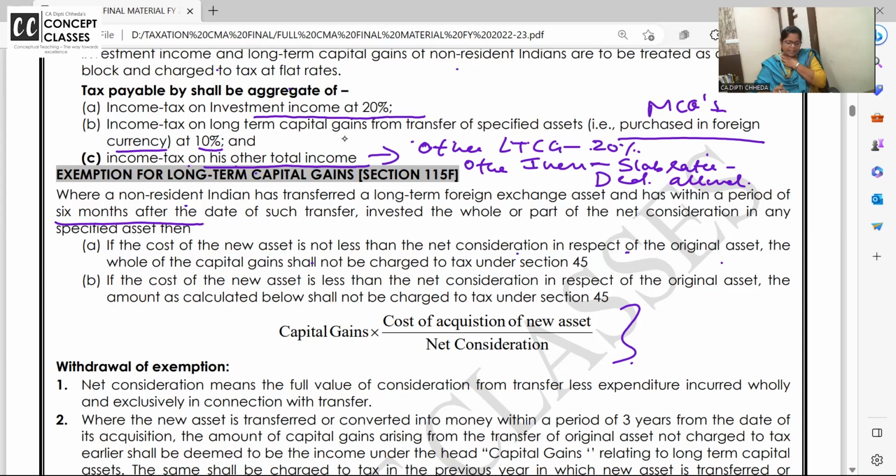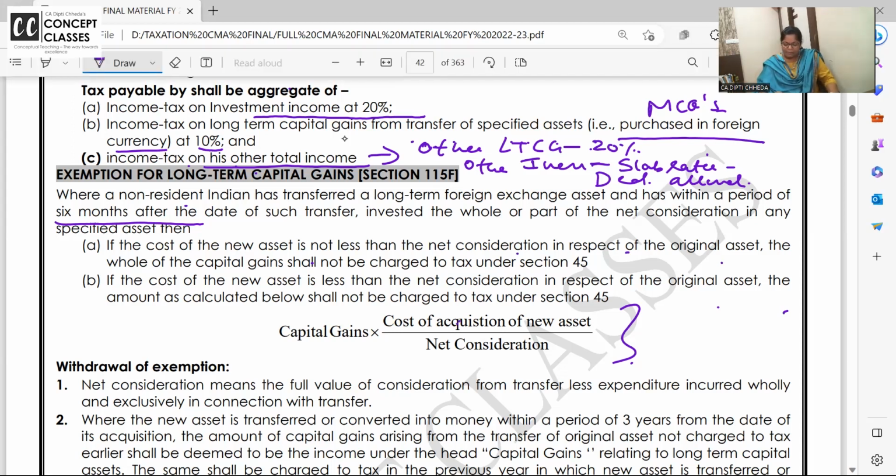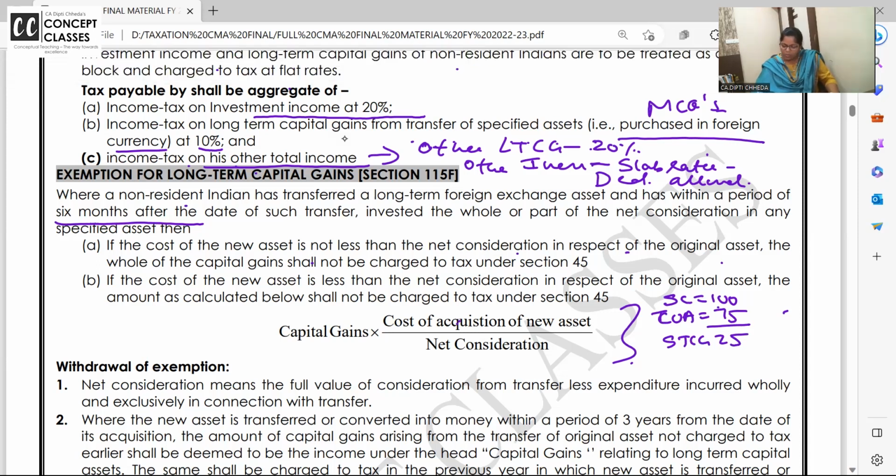Okay, right. Next, if the cost of the new asset is less than the net consideration in respect of the original asset, the amount as calculated below shall not be taxable, proportionately. See, sale consideration 100, आपका cost of acquisition आता है 75, आपका short term या long term capital gain आता है 25. Now, if you invest the full 100, if the cost of the new asset is not less than the net sale consideration, अभी 100 बेचा, 100 खरीदा, how much complete capital gain is exempt? 25. The whole of the capital gain will be exempt.